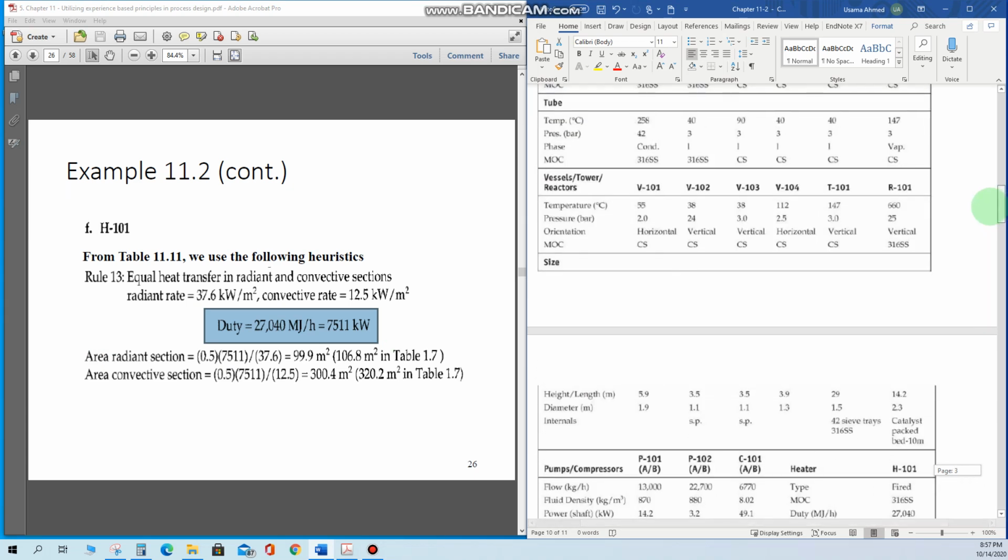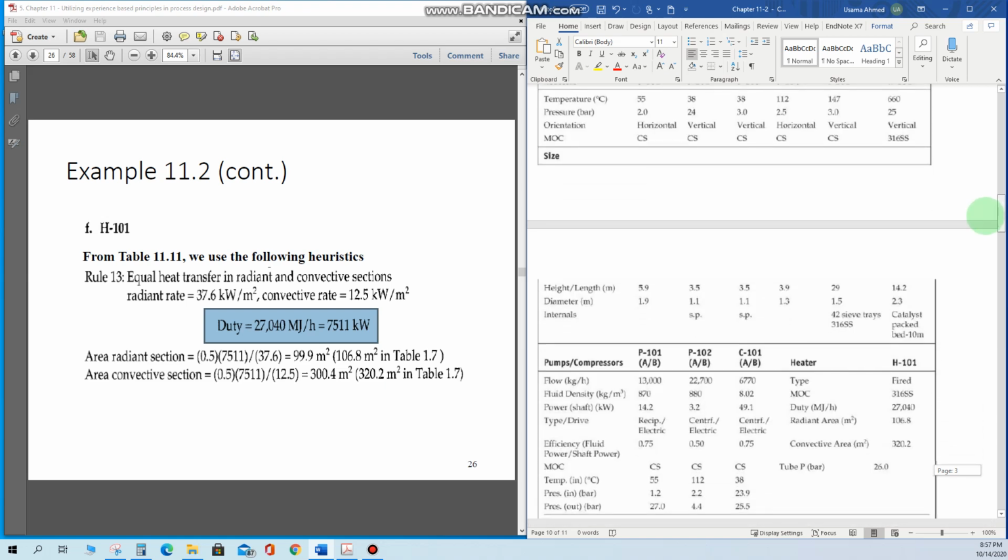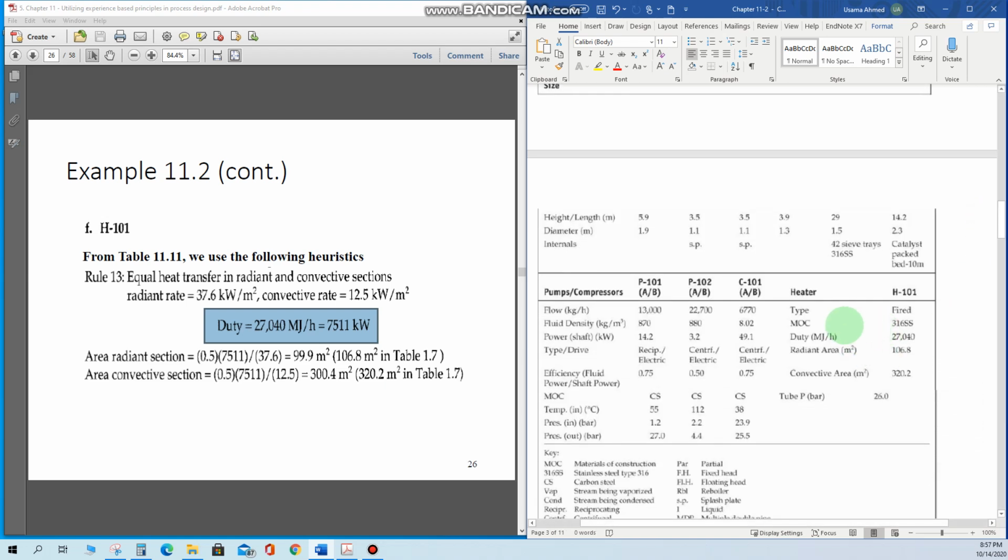Okay, now in this table 1.7, you would see the heater. Yes, this one is the heater here. Type is fired, then material of construction, then the duty, which is given here in megajoules per hour, that is 27,040. So you can convert this megajoules per hour into kilowatts. That comes out to be 7,511 kilowatts. Now this is the total duty, and we have to divide this duty into two parts, one for the radiant rate and the other for the convective rate.